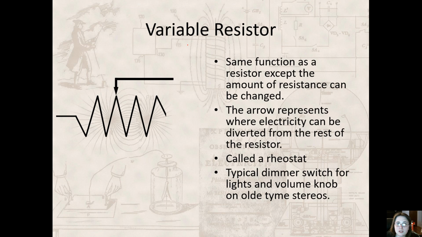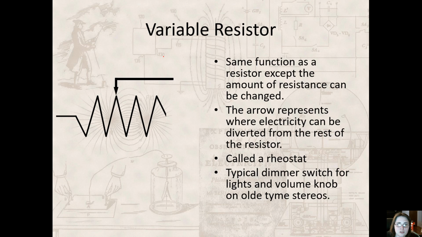So a variable resistor has this little line above it. It just means that you can change how much resistance is being given to the circuit at that time. It's also called a rheostat, and like a dimmer switch on a light or the volume on some stereos works with a variable resistor.